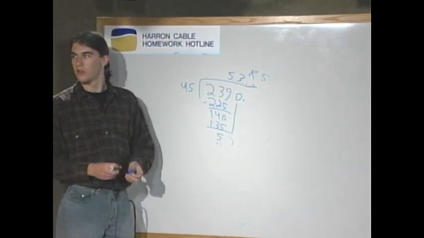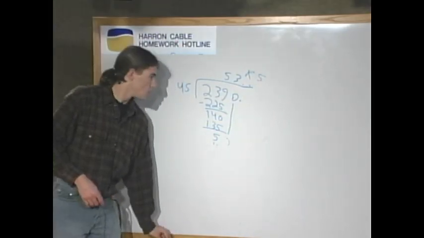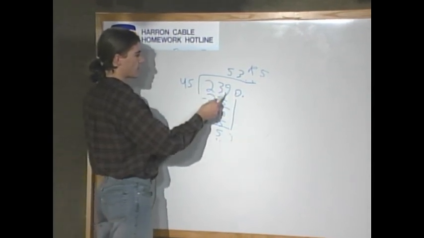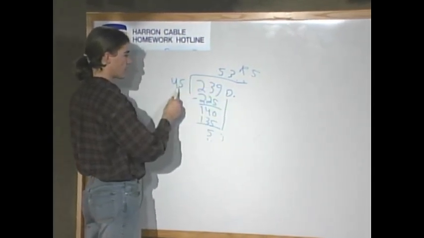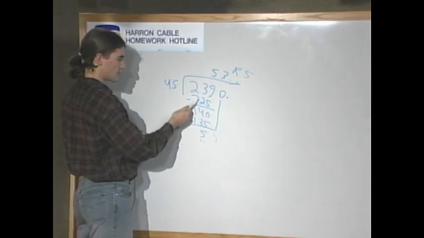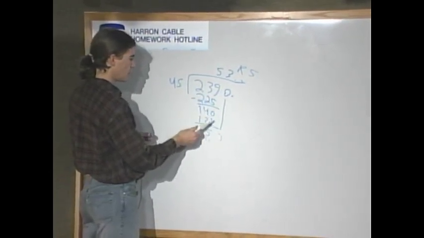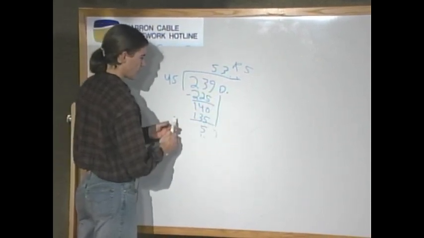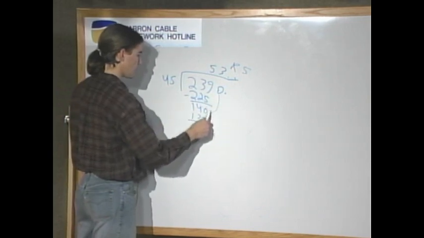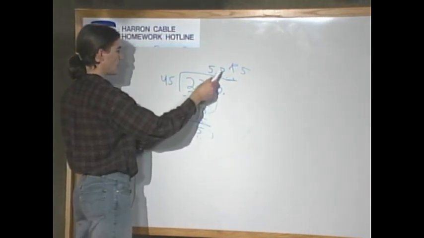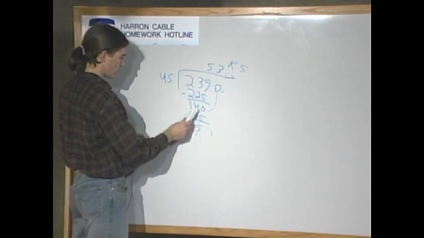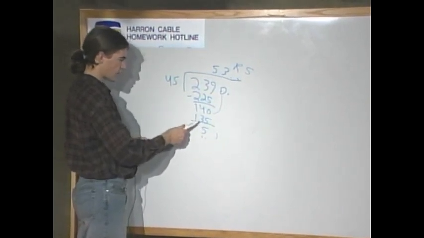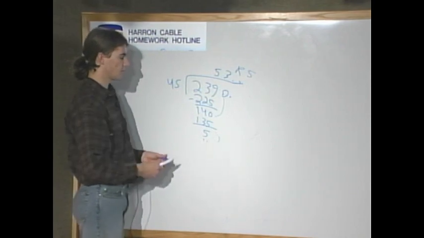Do you follow that? Understand that, Sarah? Yeah, I'm just writing it down real quick. Could you show it one more time, please? Okay. 45 goes into 239 5 times. 5 times 45 is 225. You subtract 225 from 239, and you get 14. Then you bring this 0 down right here. 45 goes into 140 3 times. 3 times 45 is 135. 140 minus 135 is 5, and that's your remainder.